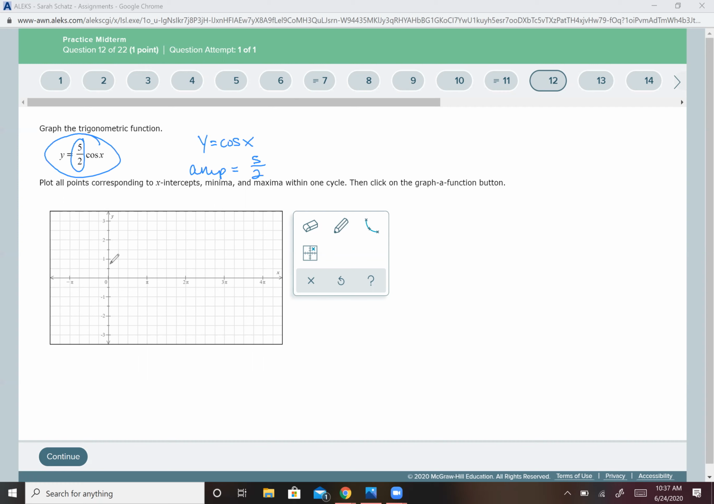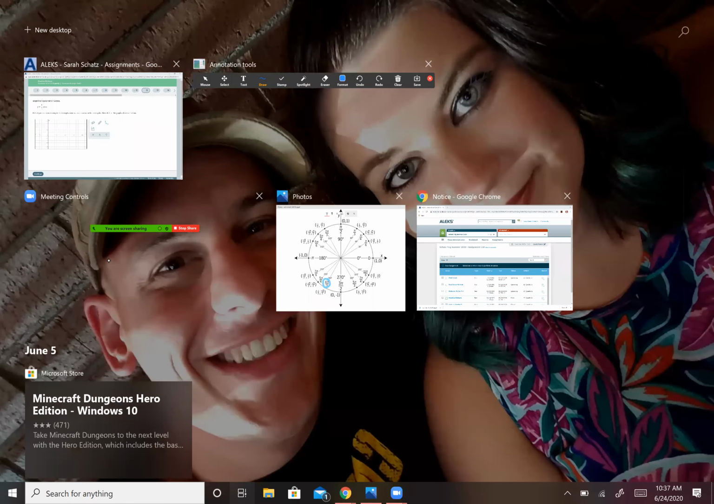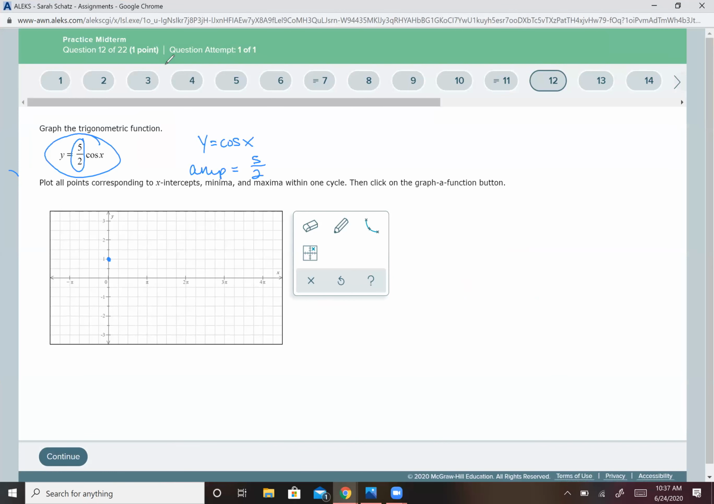So I am going to start by drawing in normal cosine. So remember, we have 5 important points for normal cosine. Okay, so we start here. It hits a high point at x equals 0. It hits the x-axis at pi over 2. How do I know pi over 2 is right here?